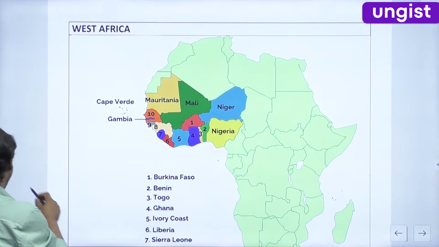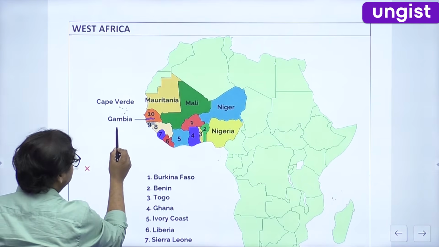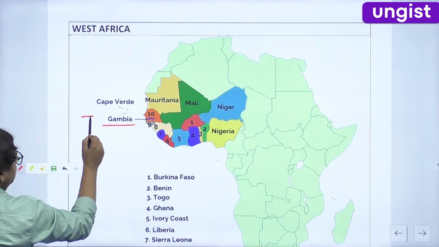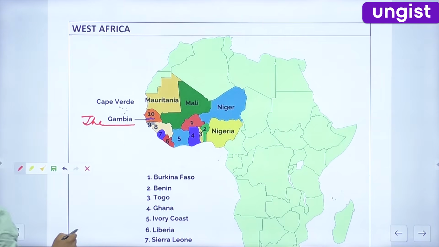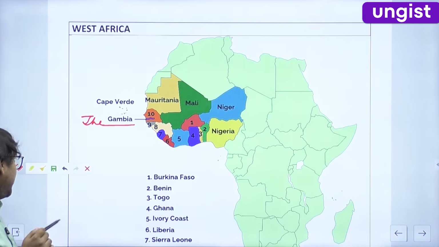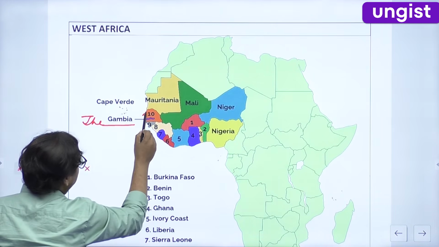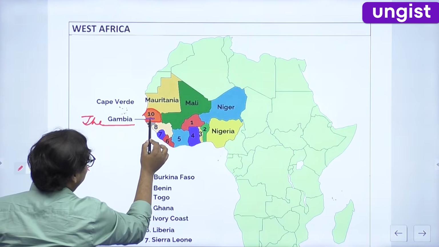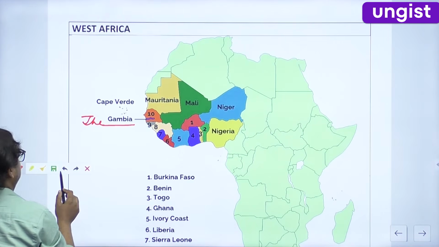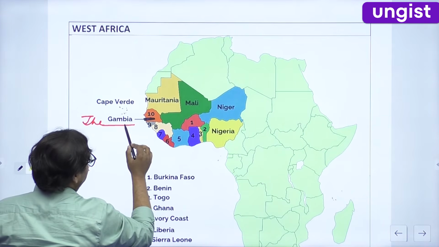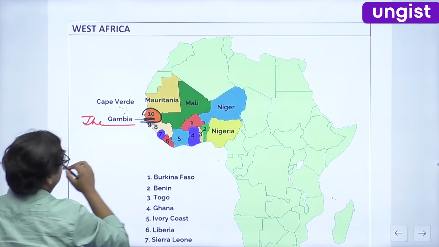Now, this is a very interesting thing about West Africa. Do you see this country, Gambia? It's actually The Gambia. If you see, Gambia is surrounded by which country? Senegal, right? Now this is the brilliance of our colonization process. See this magic. Here you have Gambia, and it is covered by your Senegal.